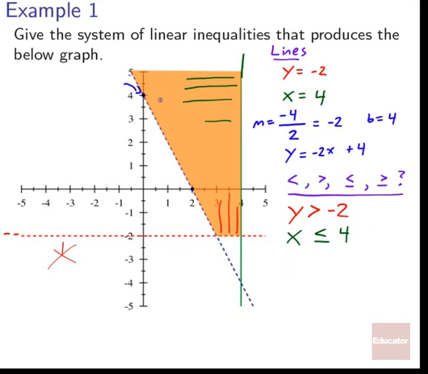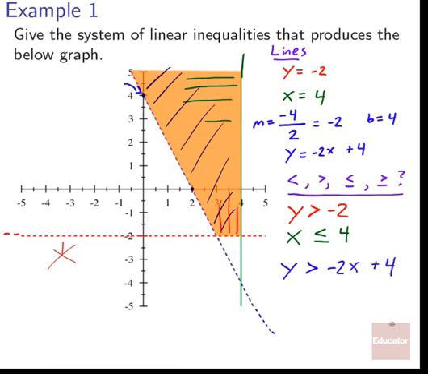For this one, we know that it's shading up, right? So if it's shading up, then our y values must be greater than, and it's going to be strictly greater because it was a dashed blue line. y is greater than negative 2x plus 4.